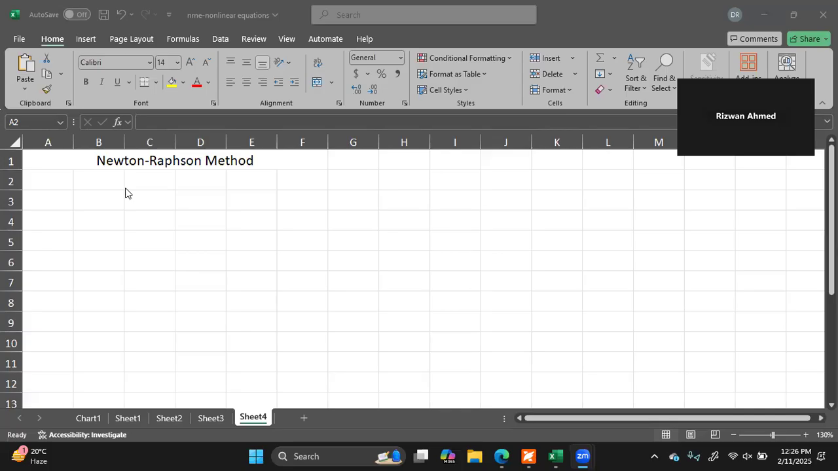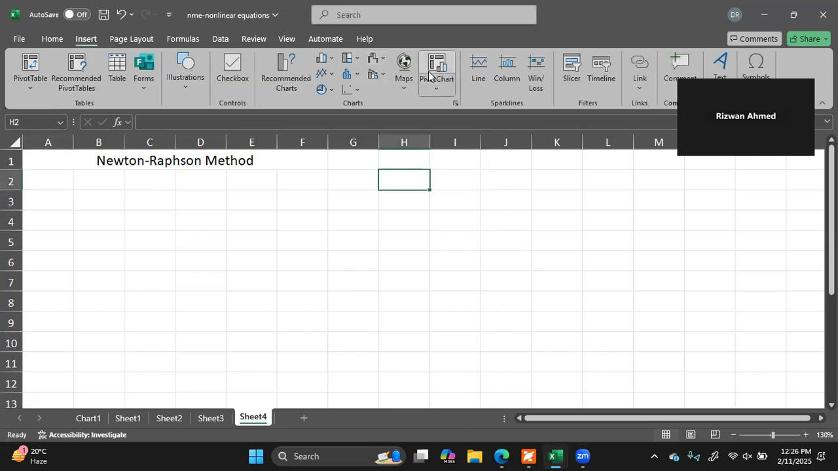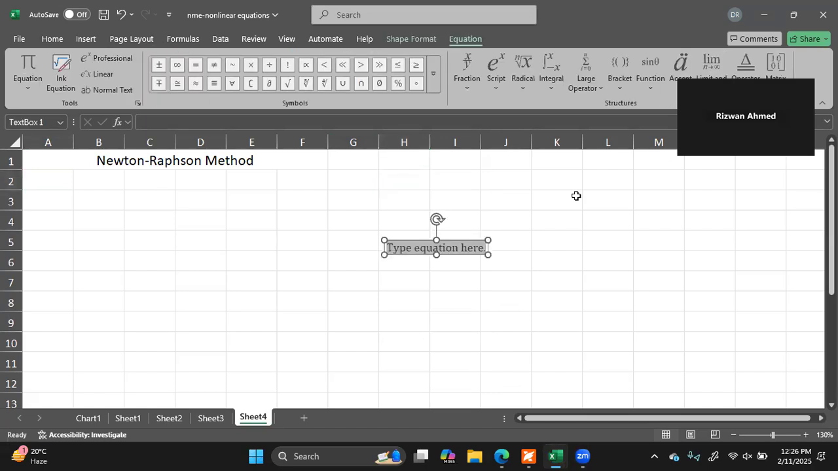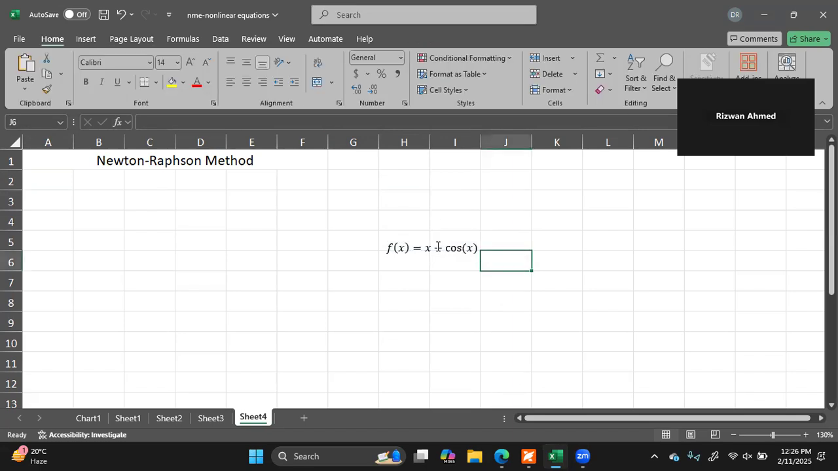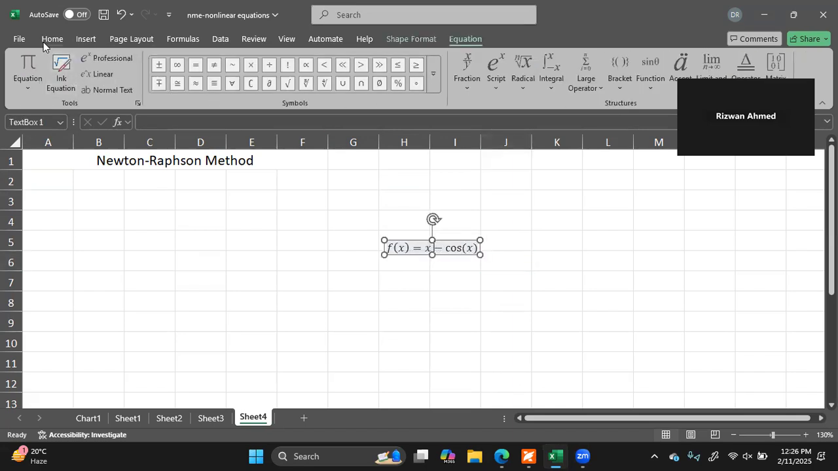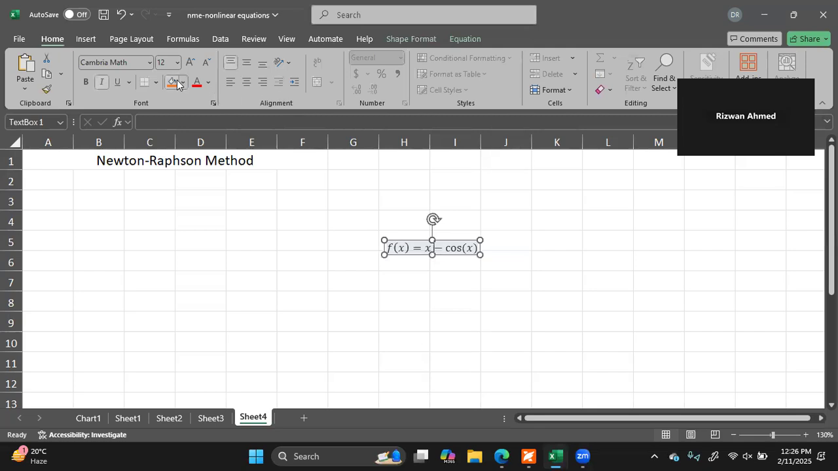In this demonstration, I'm going to implement the Newton Raphson method, which is an iterative scheme to get the roots of a function. And I'm going to utilize a simple function, which is f of x equals x minus cos of x. So for this function, I'm going to calculate the root.